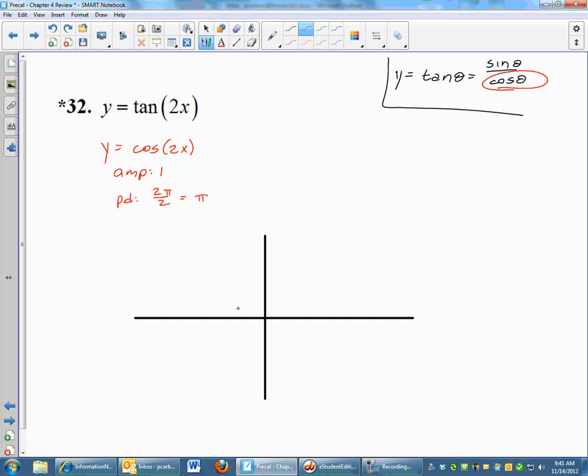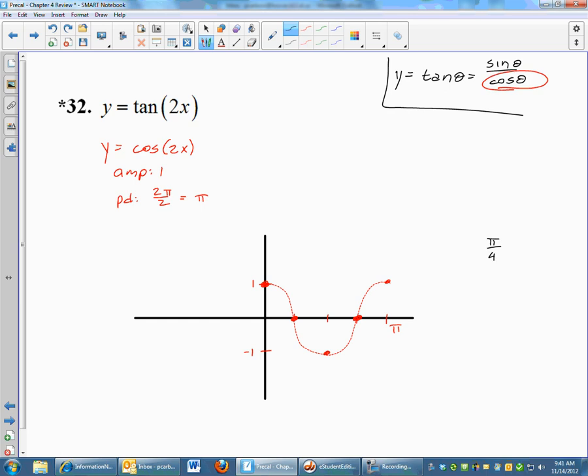Cosine starts up at the amplitude, so I'm going to go up to 1. I'm going to go down to negative 1. Cosine will start up here, and then I'm going to finish one cycle at an x-coordinate of pi because that was the period. So I'm going to come down, hit here, come up, hit my x-axis, and finish up high. So this is my cosine graph, finishing at pi.